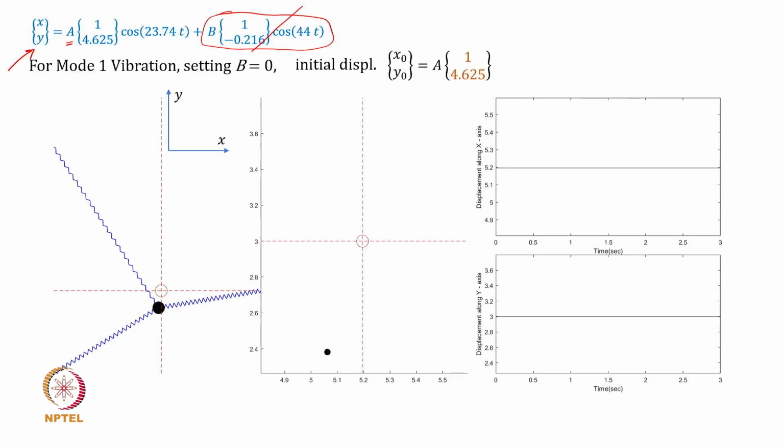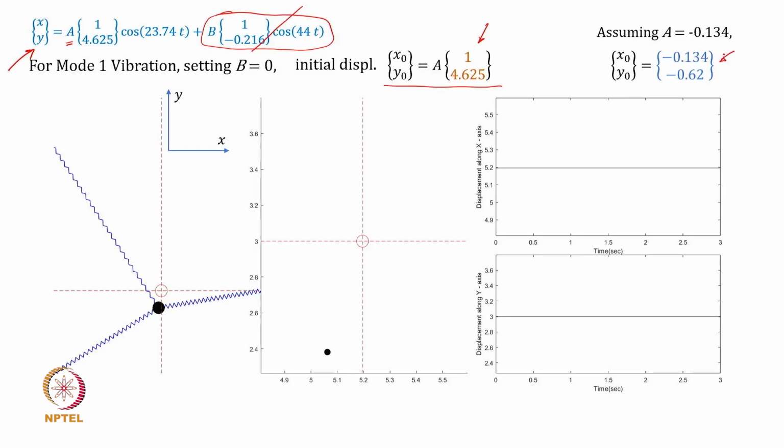Now what I do is, if I set b equal to 0, the initial displacement at t equal to 0 will turn out to be this, cos 23.74t becomes 1 for t equal to 0, and therefore this is my initial displacement. Now I can use any value of A because it will only be proportionate to the mode shape number 1. So I can use A equal to 1, 2 or 3 or whatever value. So I take some arbitrary A value so that the initial position is given by this.